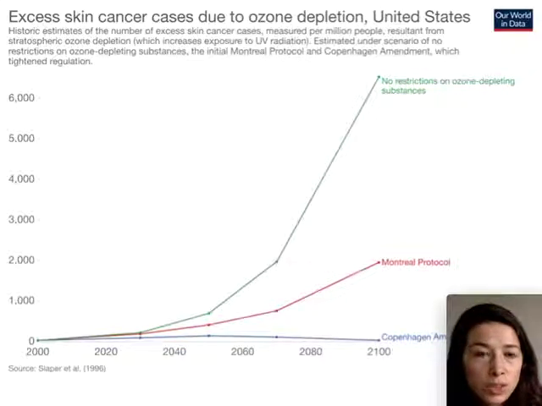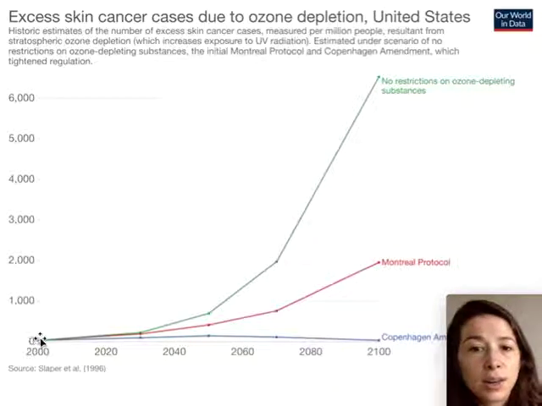So here they're showing you in this graph the increased incidence of skin cancer that might happen because of ozone depletion. On the y-axis here are the estimates of skin cancer incidence per million people. And if we look at the scenario where we didn't restrict any ozone depleting substances over time, so these agreements happened prior to 2000, but if we had not done anything at all, the incidence of skin cancer would have increased very, very dramatically.